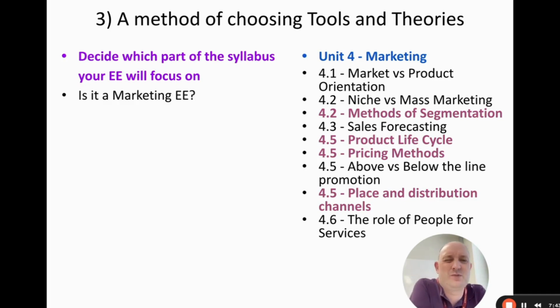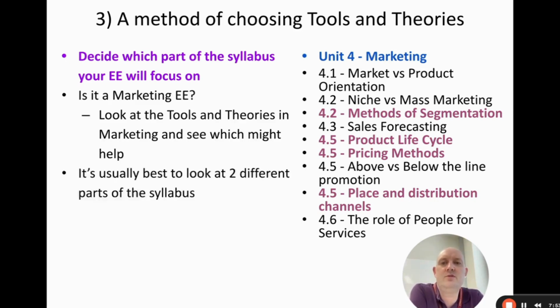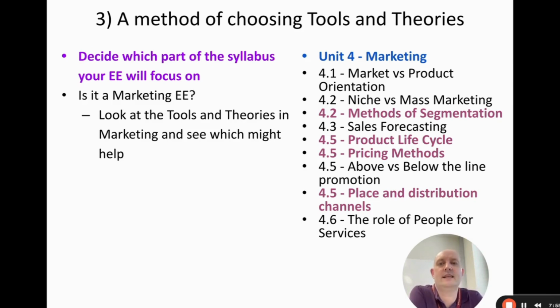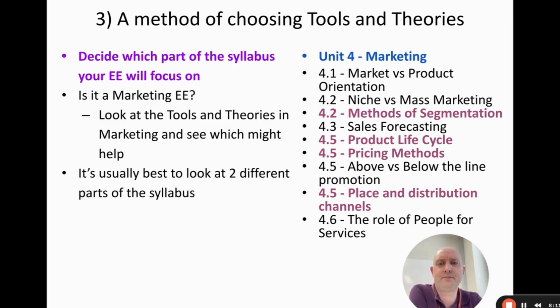So I think this one's pretty obvious, but decide what part of the syllabus your EE will focus on. Now, sometimes it's not going to fall under one of the 5 units within the syllabus, but let's say you decided you're doing a marketing extended essay, then have a look at the tools and theories and think, well, does that one work? Does that one work? You could also look through the textbooks, online sources, whatever, and hopefully you'll find something which fits what you're looking at.